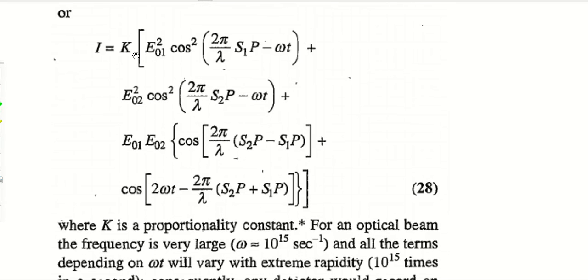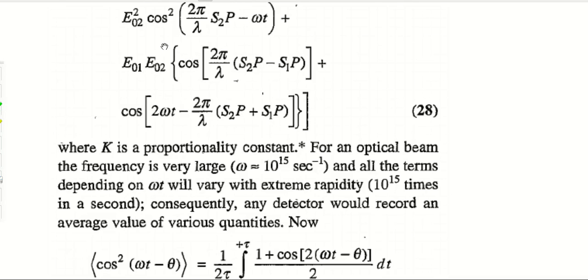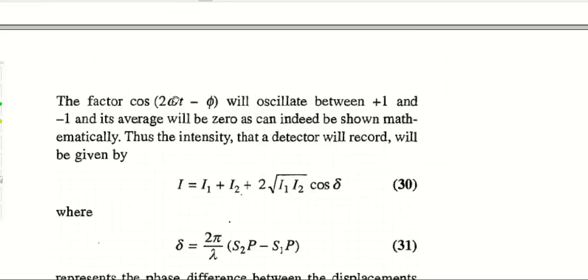So let us go to the formula. I is equal to, so this will be half, this will be half, this will be constant, it will remain here, and this will be 0. So half k into E01 square may be assumed as I1, that is the intensity coming from the first source, and similarly for the second source is I2.